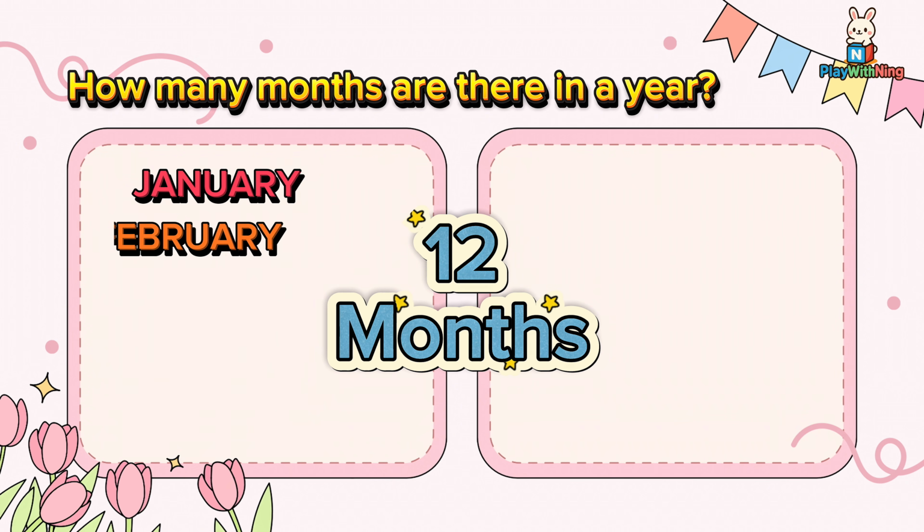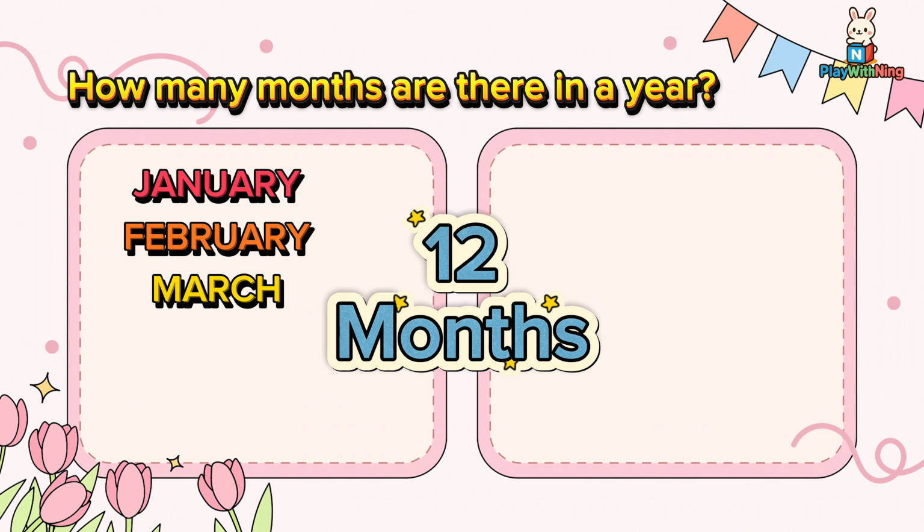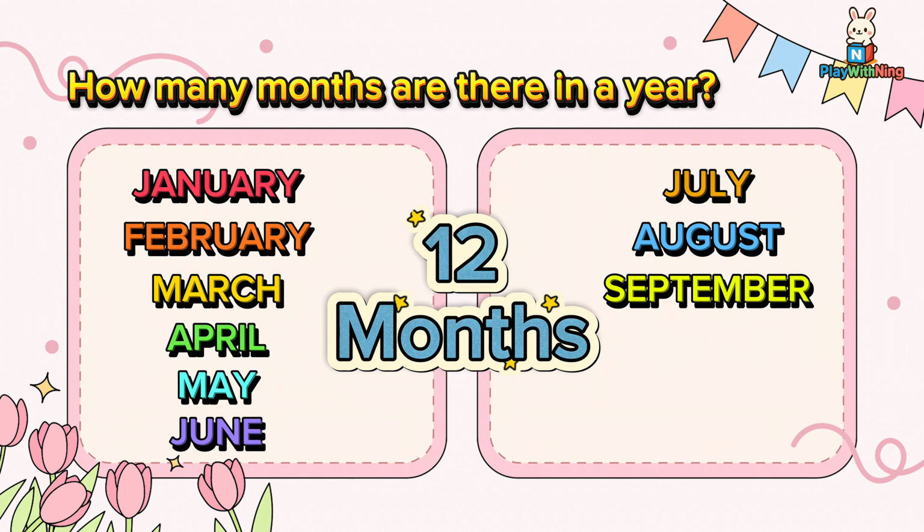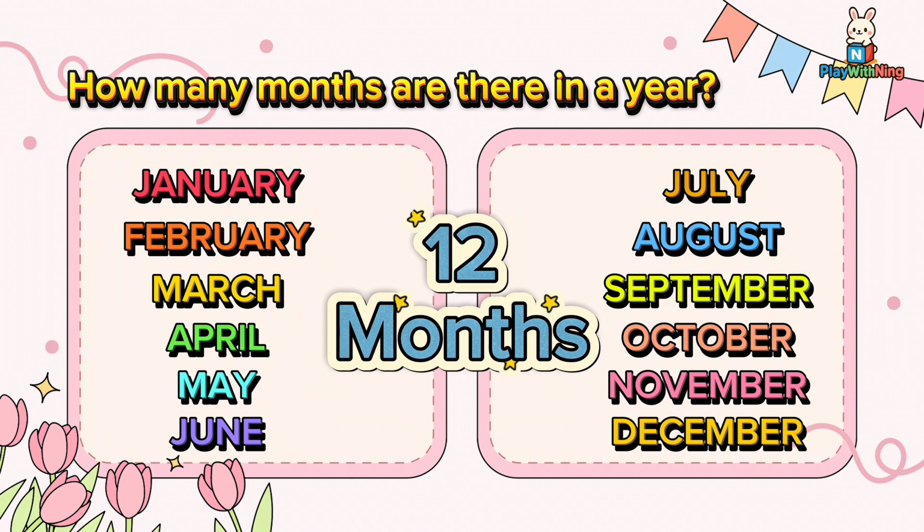January, February, March, April, May, June, July, August, September, October, November, December. Now that we know the 12 months of the year, let's learn them one by one, spelling together. Are you ready? Let's start.